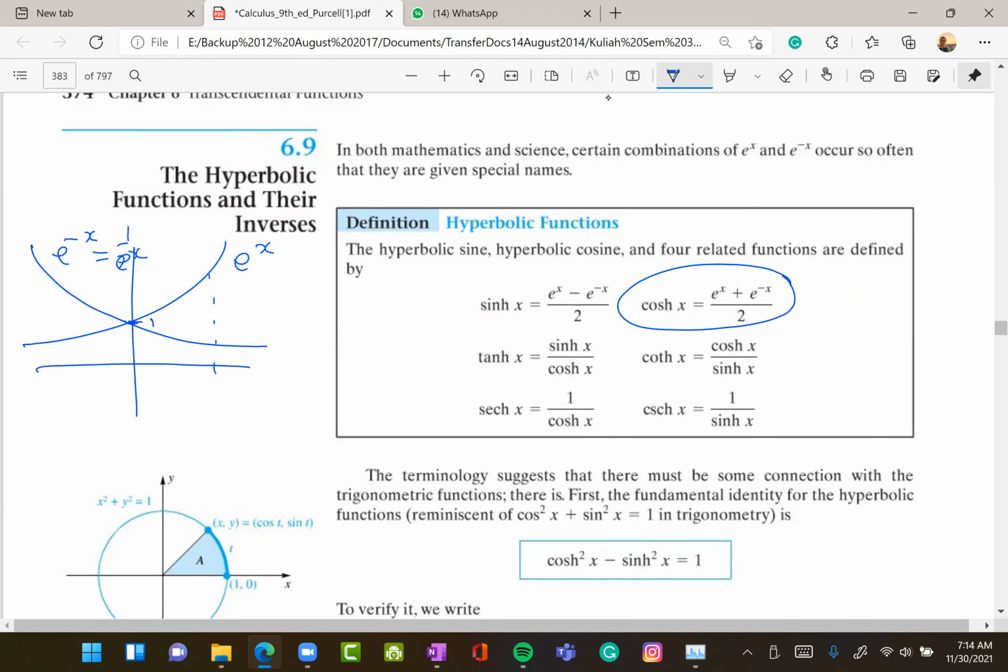Whenever e to the x is small, so far to the left, you see e to the negative x is large because it's 1 over. And you take the average of these two things. That means sum them, e to the x and e to the negative x, and then take the average. That's what we call cosine hyperbolic. And if you take the difference divided by 2, that means half of the difference, it is called sine hyperbolic.